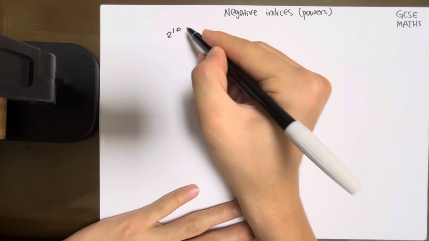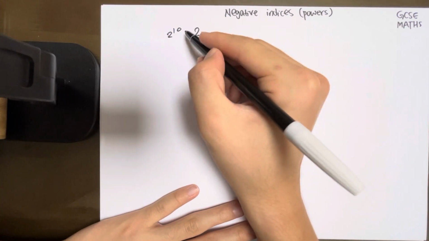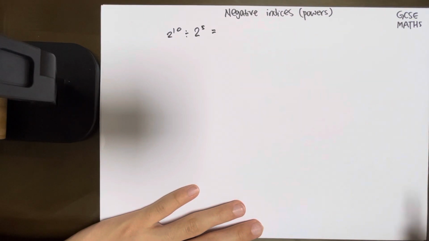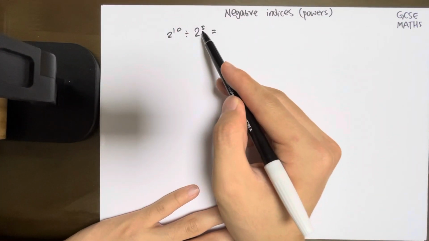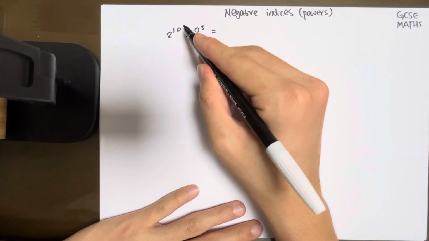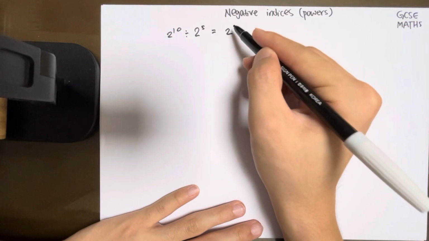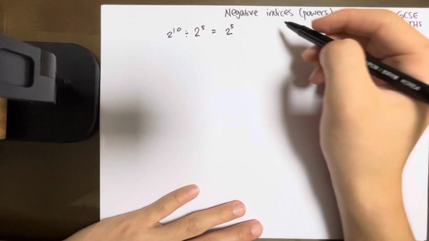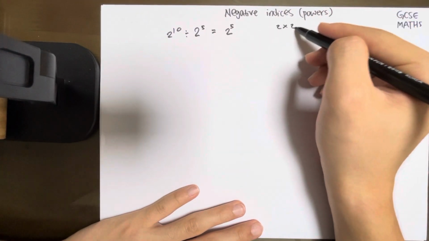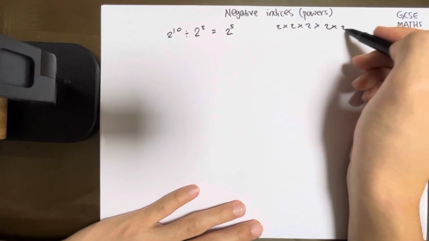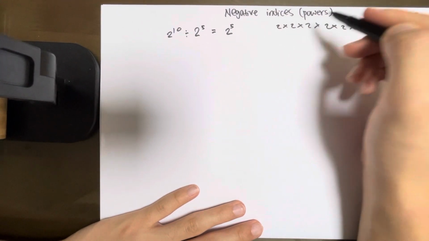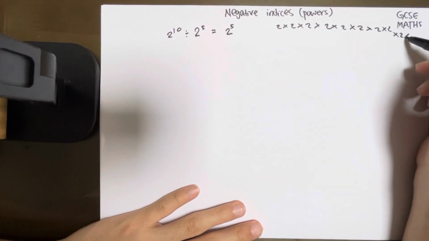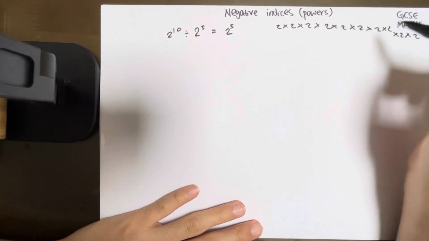2 to the power of 10 divided by 2 to the power of 5. What does that make? Well, we're dividing, so 10 minus 5, giving us 2 to the power of 5. Why does this happen? Well, 2 to the power of 10, what is it? It's 2 times 2 times 2 times 2 times 2 times 2 times 2, times 2, 8, 9, 10. That's 10 twos.